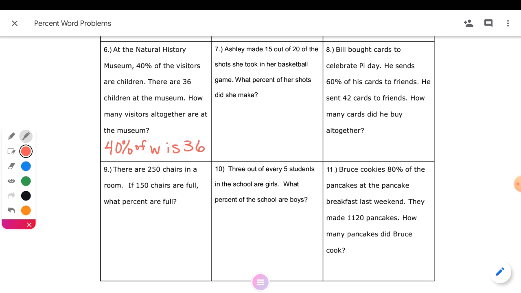Yeah, the question says how many visitors, and 40% of the visitors. So we do not know that. So that is what we're looking for. And it says 40% are children. There are 36 children. Remember, your percent and your part should have the same label. Number 7, Elise, what'd you come up with?